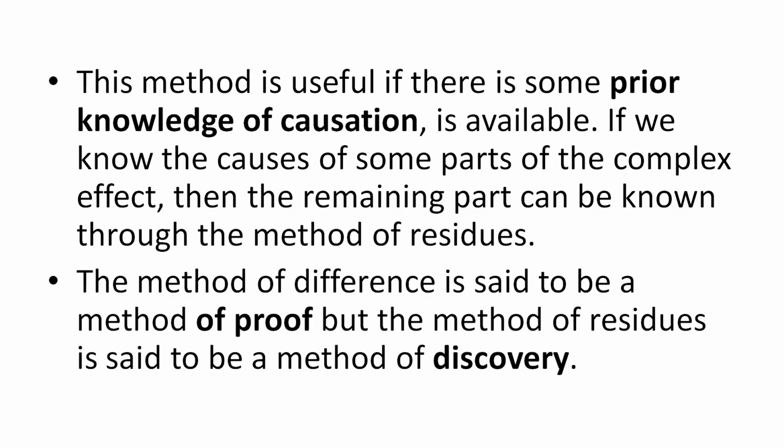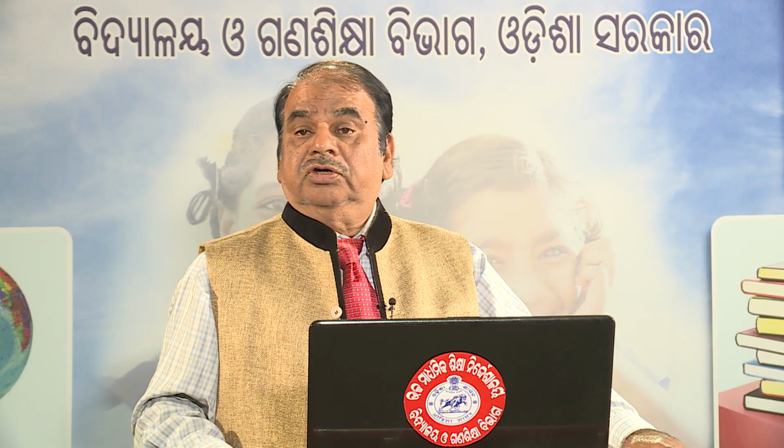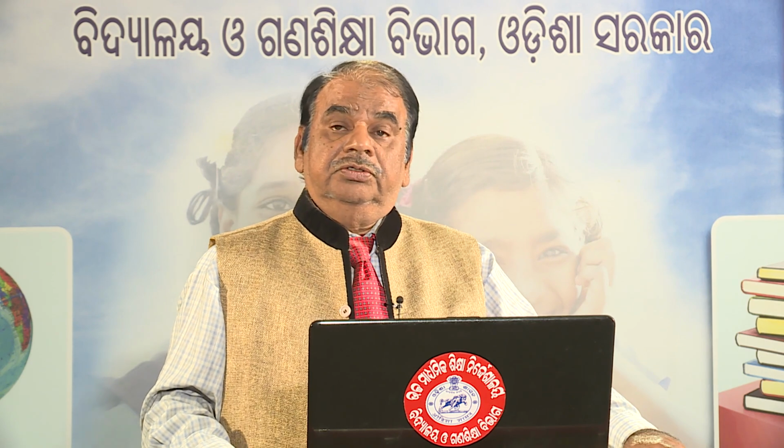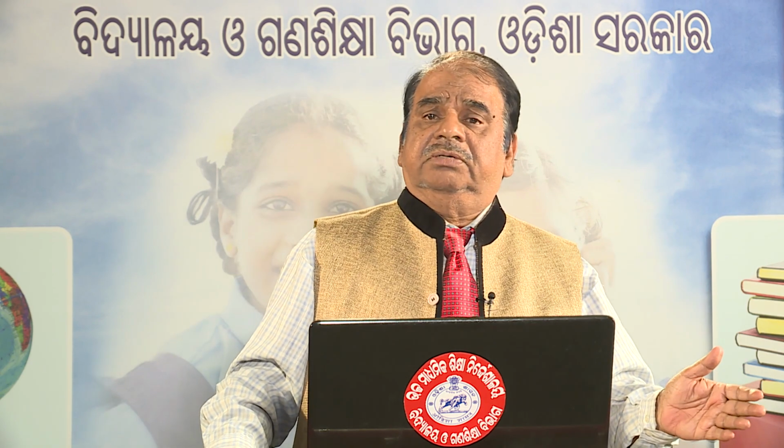The method of difference is said to be a method of proof. This is a modification of the method of difference. It is not a method of proof, rather it is a method of discovery. So, it is a method of discovery, not a method of proof, even though it is very much like the method of difference and a modification of it.